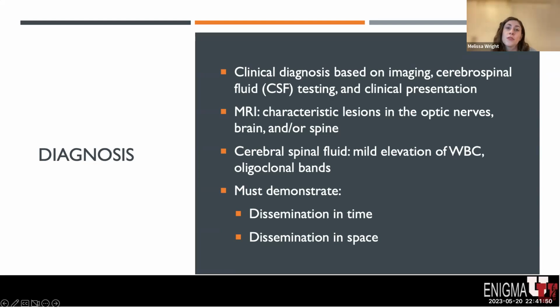CSF testing is commonly performed as part of the diagnostic process of multiple sclerosis. We will often see mild elevations of white blood cells in the spinal fluid, indicative of inflammation. Additionally, we will often see oligoclonal bands. Oligoclonal bands are abnormal protein that's seen in the CSF and not in the serum that indicates central nervous system specific inflammation. Oligoclonal bands are seen in the majority of patients. Although they can be seen in other autoimmune neurologic conditions, 95% of adults with multiple sclerosis will have oligoclonal bands. So this can be a very helpful part of the diagnostic process.